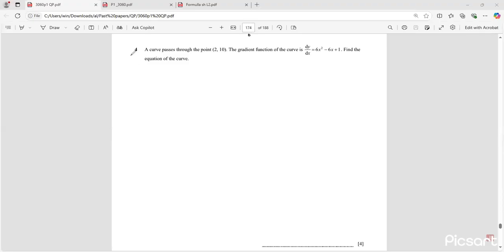Okay, here in question number 4, a curve question. A curve passes through the point (2, 10). The gradient function, so the derivative, equals 6x squared minus 6x plus 1. Find the equation of the curve, which means we are going to integrate. So in this part, we're going to get the integration of 6x squared minus 6x plus 1 in terms of x.